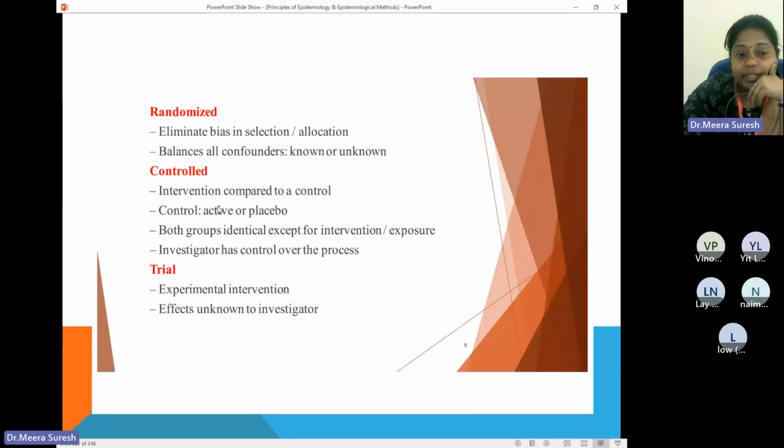So once again, the term randomized: when we do randomization, we are not eliminating bias, we reduce bias. Still there will be some bias in an RCT. Then we balance all confounders, known or unknown. Whatever that third factor is, we can reduce it. Then we call it a trial because it is experimental, and the effects are unknown to the investigator. The person doesn't know what is going to happen, whether this medicine is going to work or not. The experimenter or the researcher doesn't know. Then controlled, because it is happening in a controlled environment.